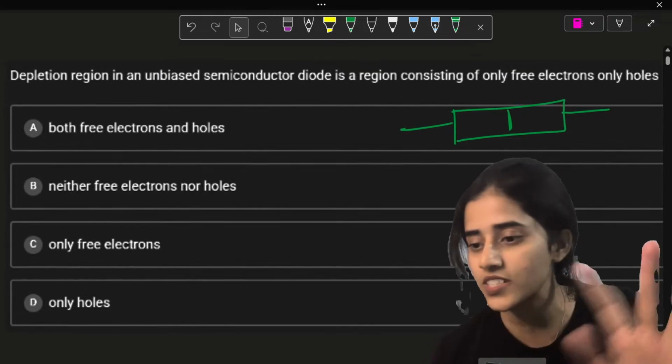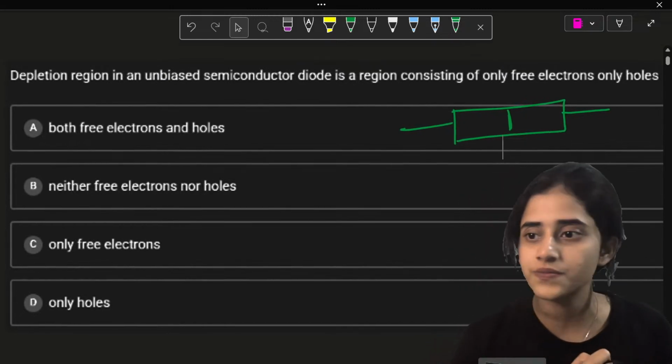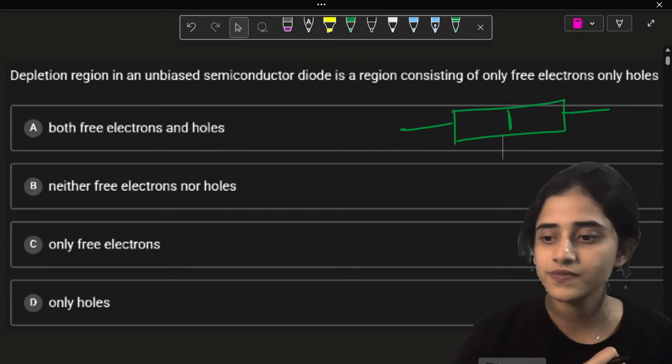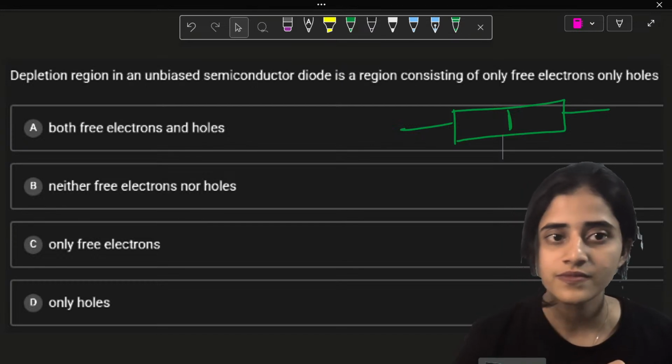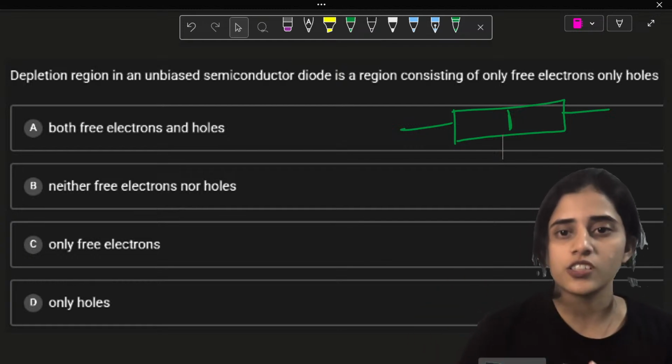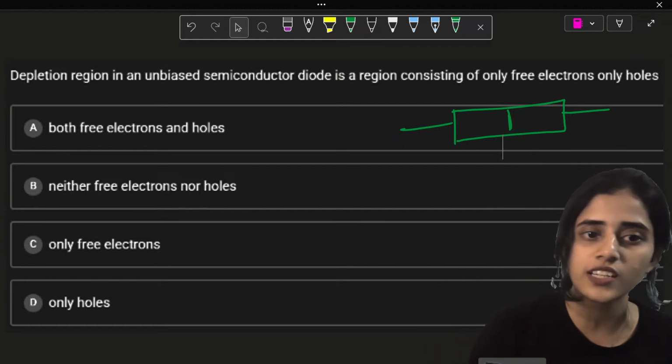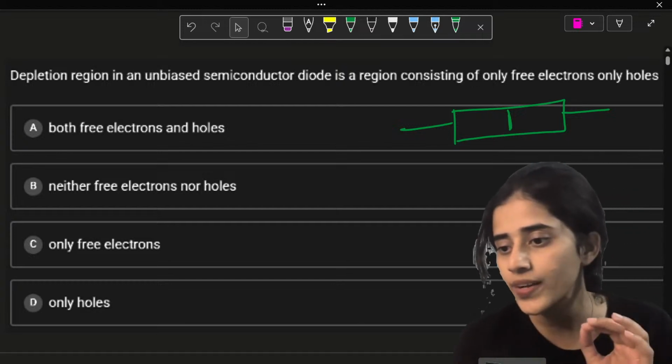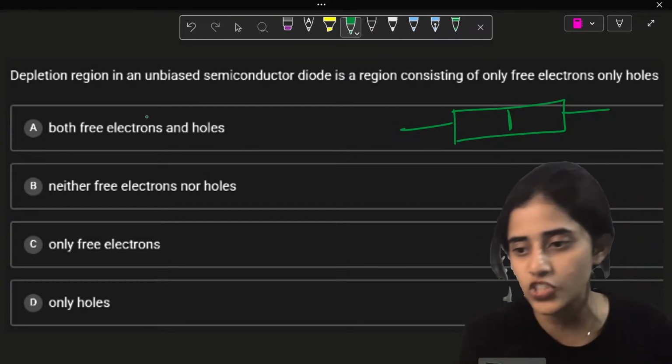What's going to be the option? Is the question visible now, Shashank? Okay, the question is if this is correct or not. Consisting of only free electrons and holes. Can you quickly tell me the answer? Let me know the answer in the chats.